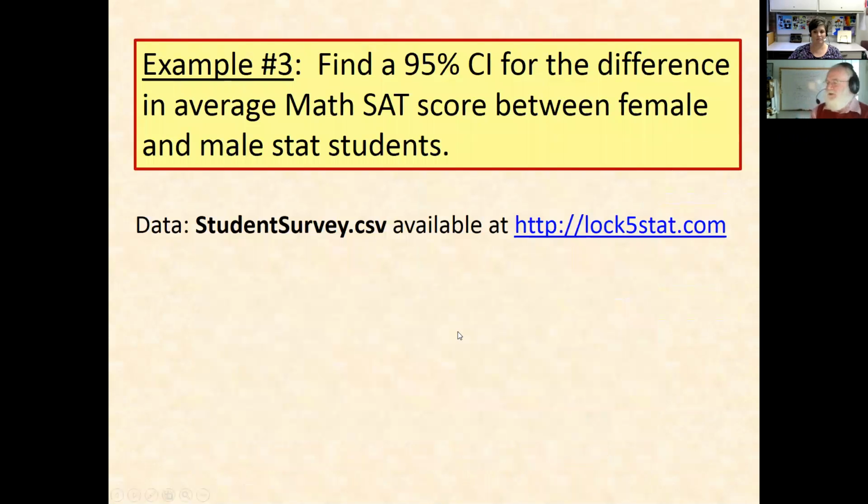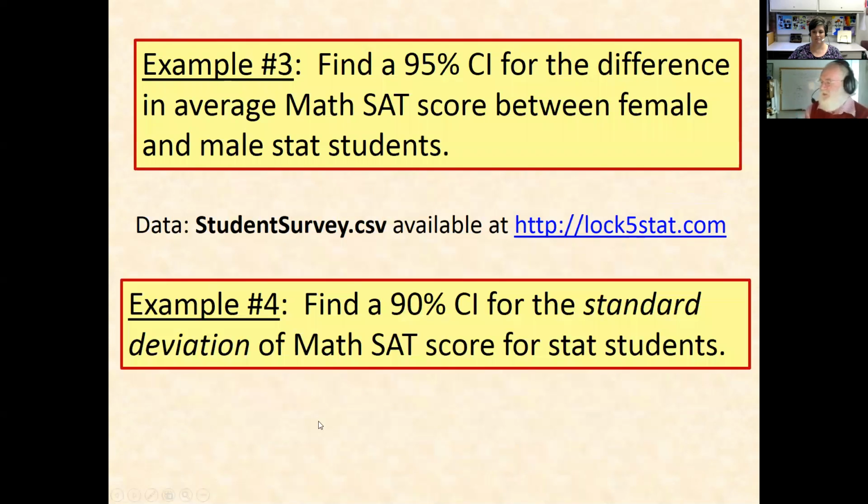I think I'm going to do 2 more examples. So this one, we want to do a confidence interval for difference in means, looking at the average math SAT score, comparing male and female students. This is again from some of our survey data. And the other question I want to ask for that same data is to find a 90% confidence interval for the standard deviation of the math SAT scores based on that same data.